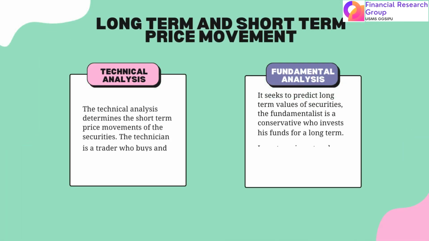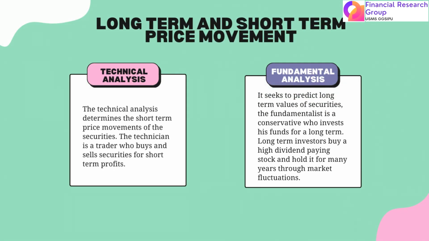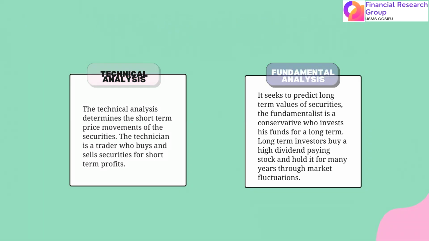Long-term and short-term price movement. Technical analysis determines the short-term price movements of securities. The technician is a trader who buys and sells securities for short-term profits. Whereas fundamental analysis seeks to predict long-term values of securities. The fundamentalist is a conservative who invests his funds for the long term. Long-term investors buy a high dividend-paying stock and hold it for many years through market fluctuations.